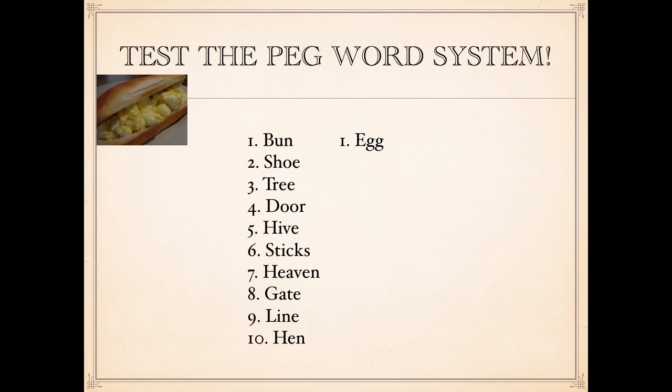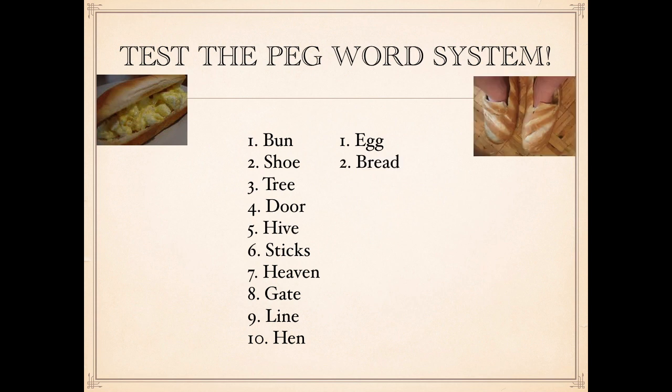And bear with me with these pictures, it's the best I could do. Number two is a shoe. What are you picturing? Yep, bread for shoes. Three is a tree. What's in the tree?